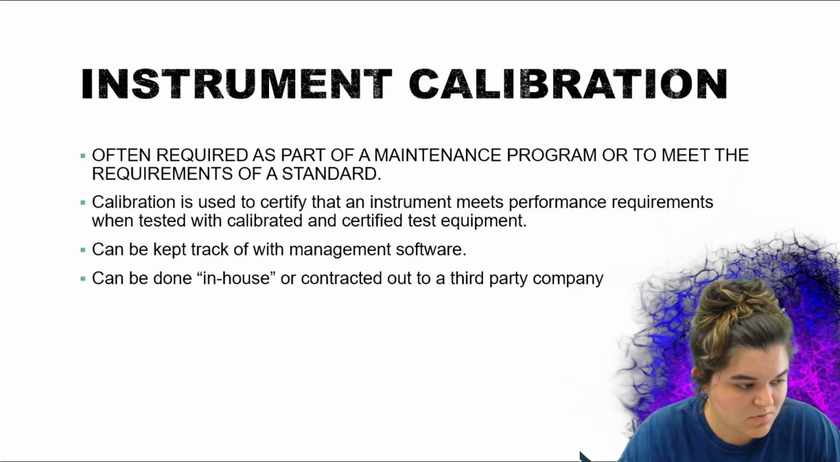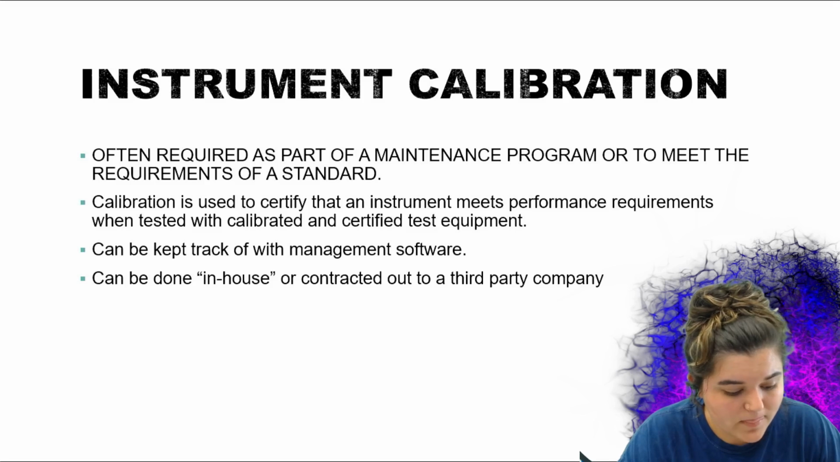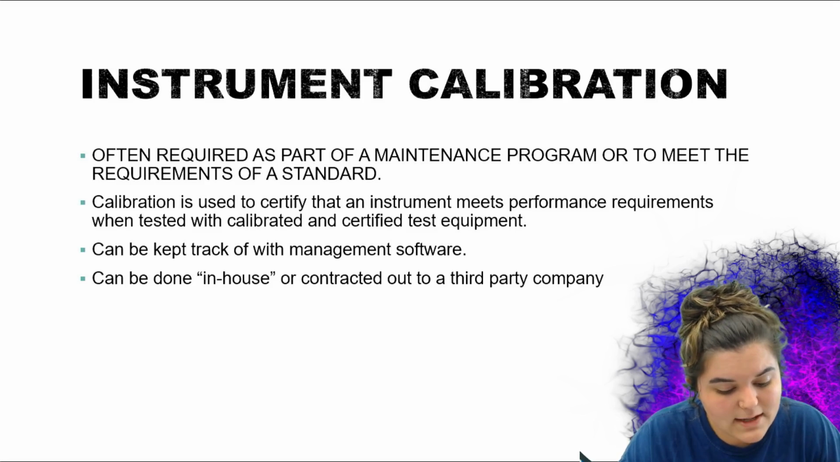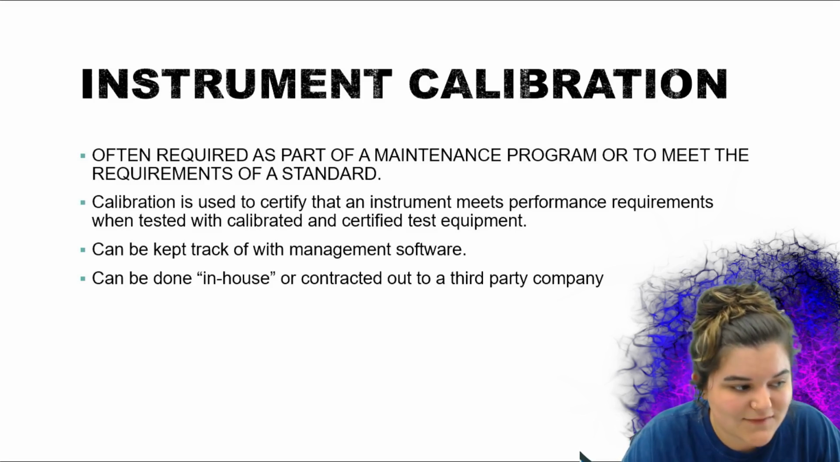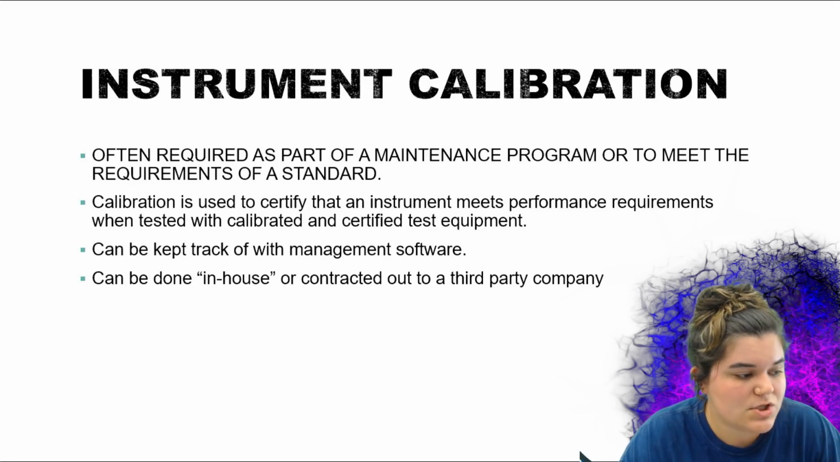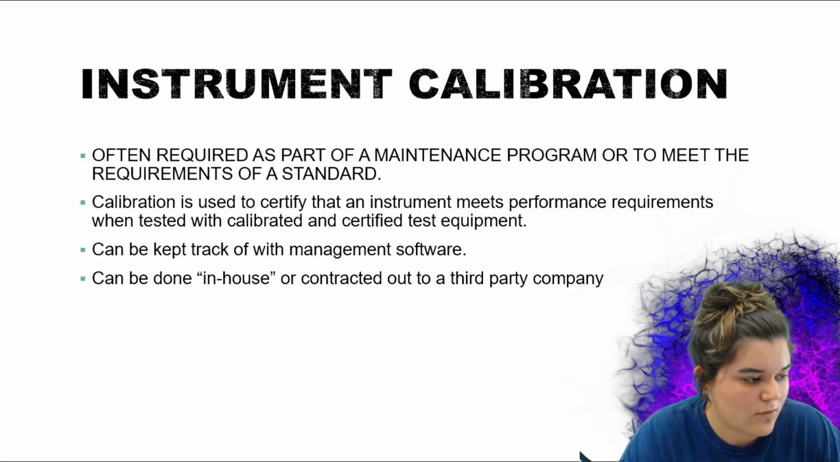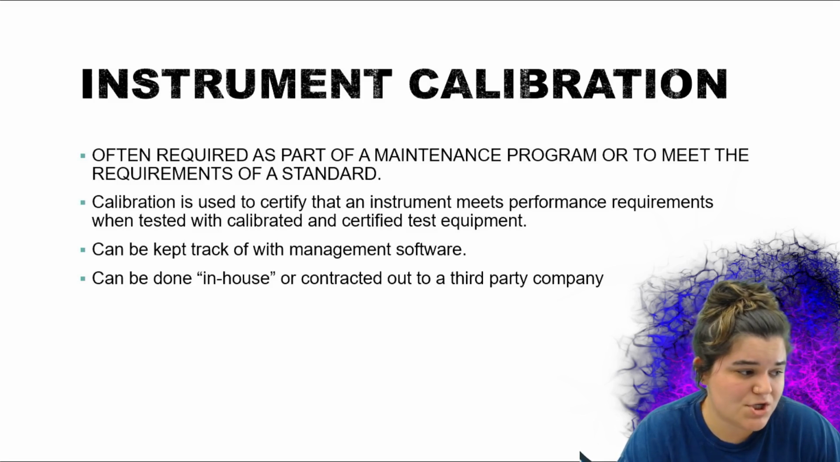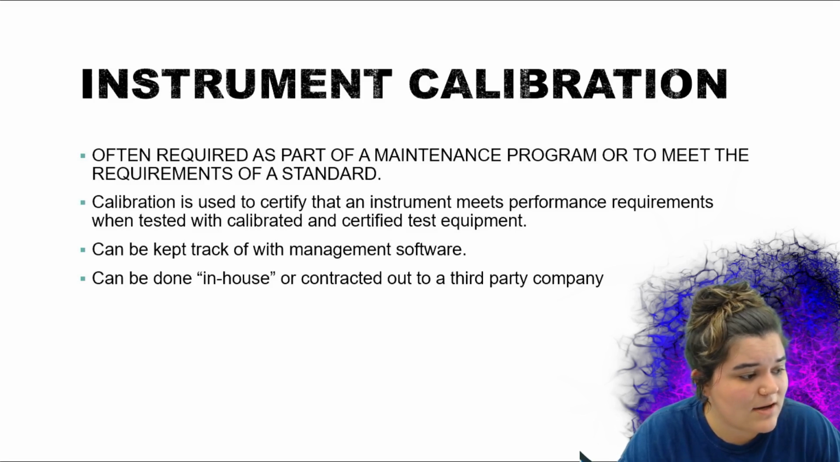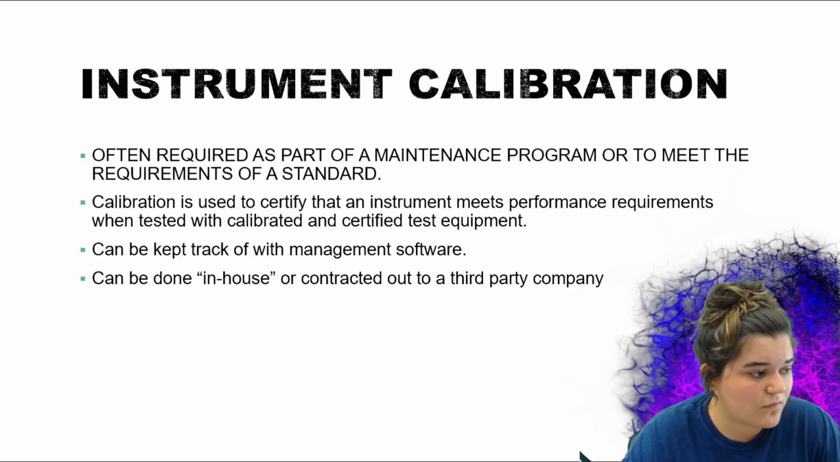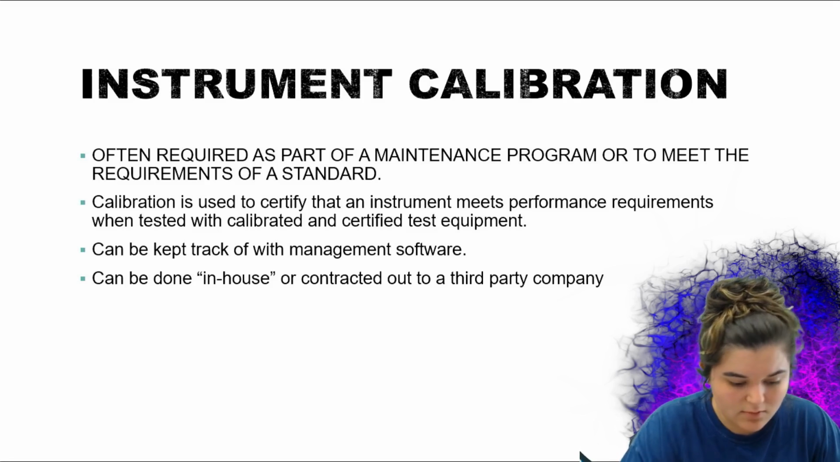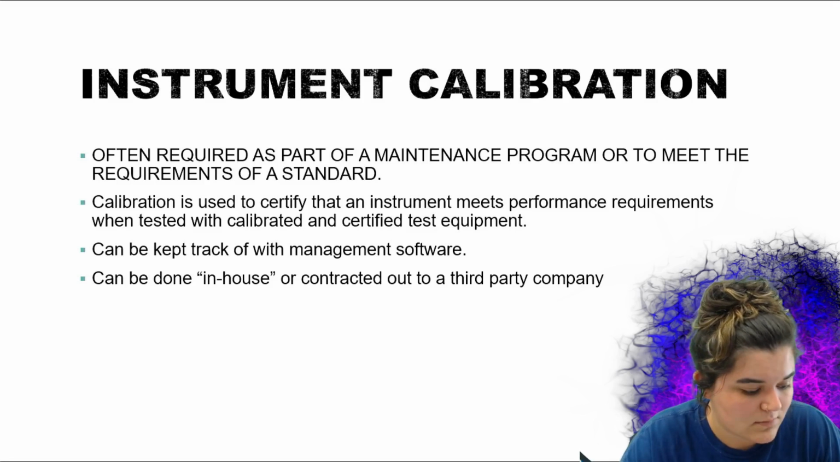And last, instrument calibration. So this is often required as part of a maintenance program or to meet the requirements of a standard. Calibration is used to certify that an instrument meets performance requirements when tested with calibrated and certified equipment. Calibration can be kept track of with management software, and it can be done in-house or contracted out to a third-party company.